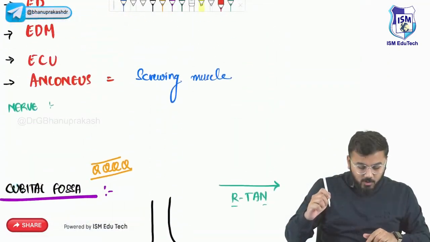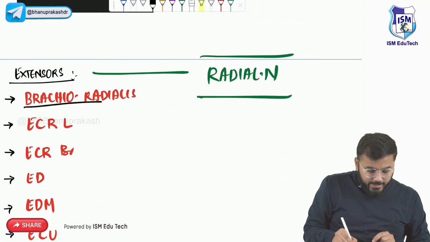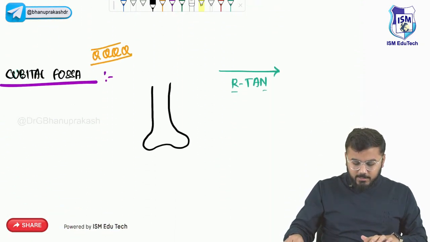Excellent. Very good. It is pronator teres. Very good, Gohita, it is pronator teres. And in the same way, in the extensor also, we have discussed the first muscle in the extensor compartment. What is that? Look here. Brachioradialis. Brachioradialis is the first muscle, right?